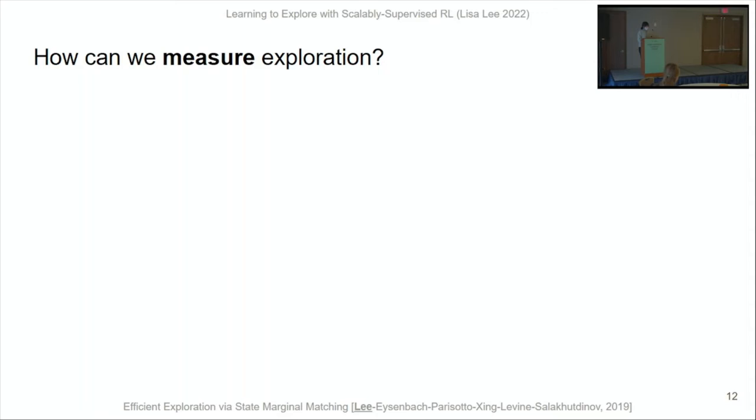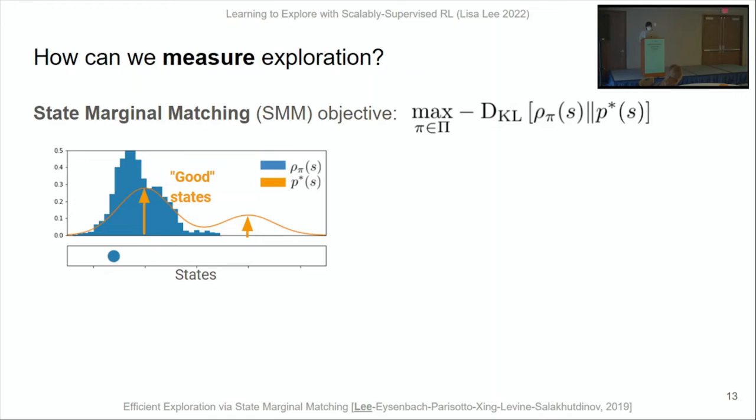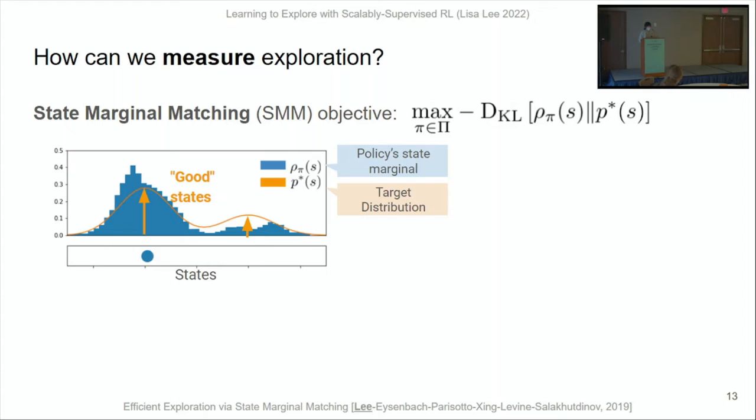How can we measure what is good exploration? We consider the state marginal matching objective as a way to quantify this. This objective tries to match the blue and orange distributions, where the blue histogram is the state marginal distribution, and the orange line is a fixed target distribution, P star. The objective measures how often the policy visits the states that are considered good under the target distribution.